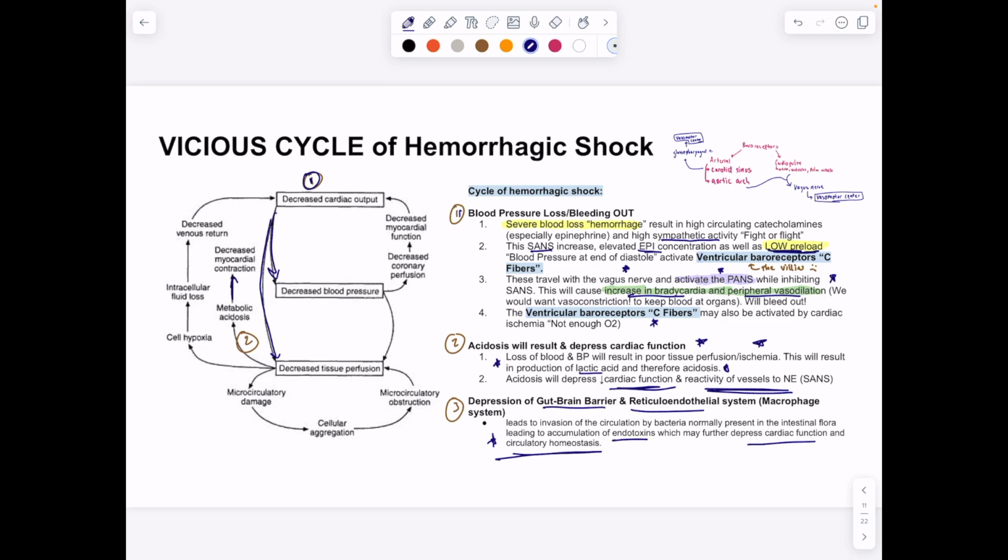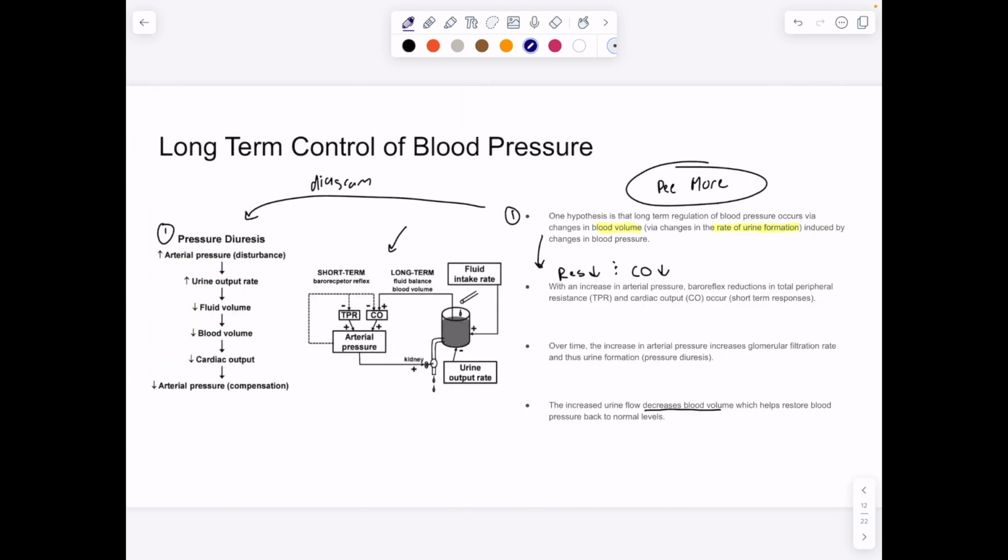All right, so basically, hemorrhagic shock, a lot of bleeding out. The ventricular receptors, the C fibers, can do stimulation of the parasympathetic nervous system and cause vasodilation, bradycardia, which is not good. The C fibers can also be stimulated by not enough oxygen. And then acidosis can result, which makes things worse, and then you can get endotoxins from depression of the gut-brain barrier and macrophage response.